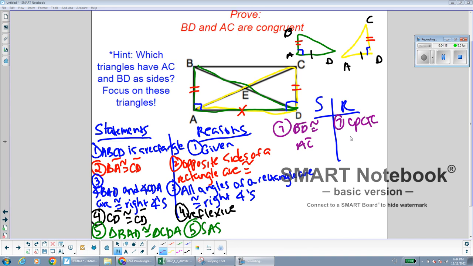We have just proven our second property of rectangles. So the first property was that all of the angles are congruent right angles. The second property special to rectangles is that the diagonals, so here the diagonals were BD and AC, that diagonals of a rectangle are congruent to each other.